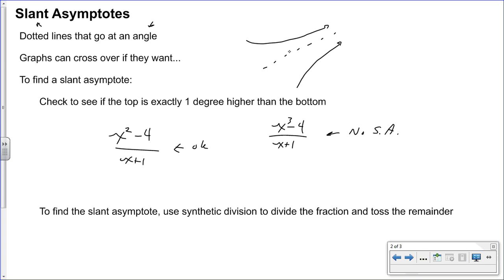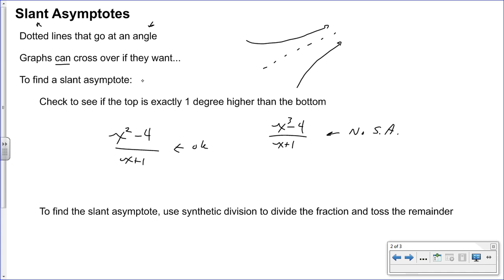So it would approach our asymptote. The key thing here is graphs can cross over it if they want, kind of like a horizontal asymptote. They can cross over it if they want, but they don't have to.